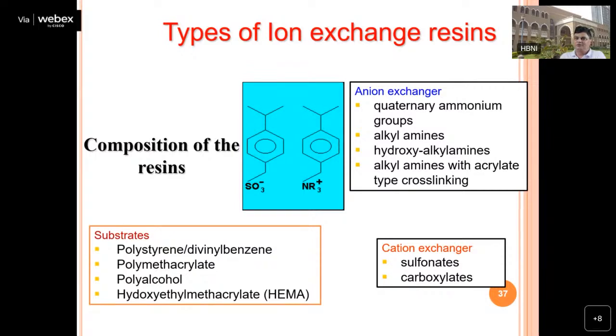Whereas in the case of a cation exchanger, the moieties which are exchanging are sulfonate or carboxylates. And these are the various kinds of substrates from which we prepare this resin: polystyrene and divinyl benzene, polymethacrylate, polyalcohol, and hydroxyethyl methacrylates.